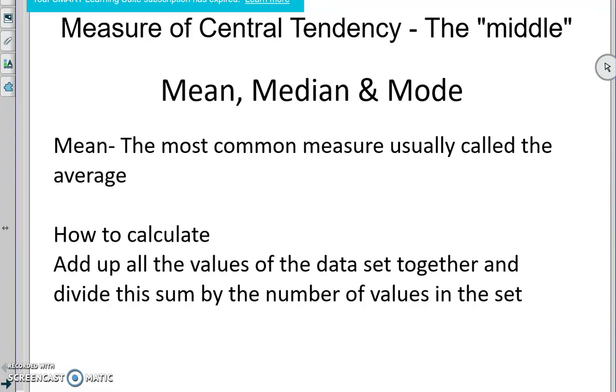So the mean is the most common measure. It's usually called the average. The technical term for it is the mean. How do you calculate it? You add up all the values in the data set together and divide this sum by the number of values in the set. So if there's 3 numbers, you add them up, divide by 3. It's not hard. You guys did this in grade 9, right?